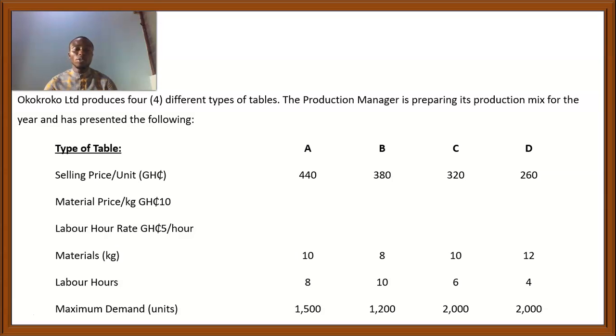Cocoa Limited produces 4 different types of tables. The production manager is preparing its production mix for the year and has presented the following. You have type of table A, B, C, D. You have the selling price per unit, material price per kilogram, labor hour rate, material requirement per kilogram, labor hour requirement, and maximum demand.